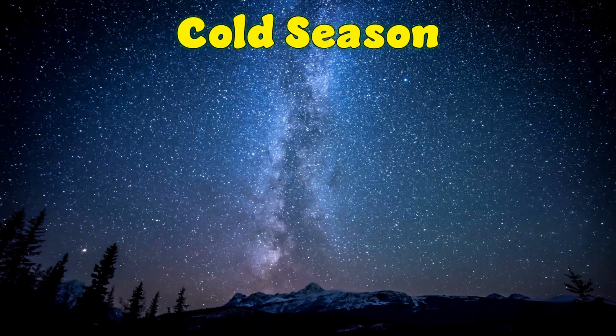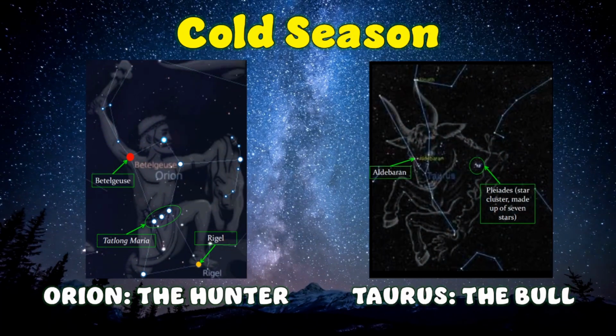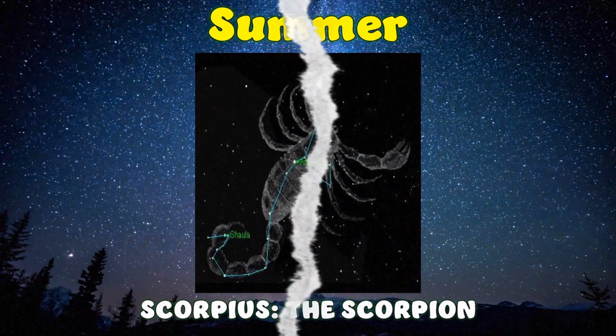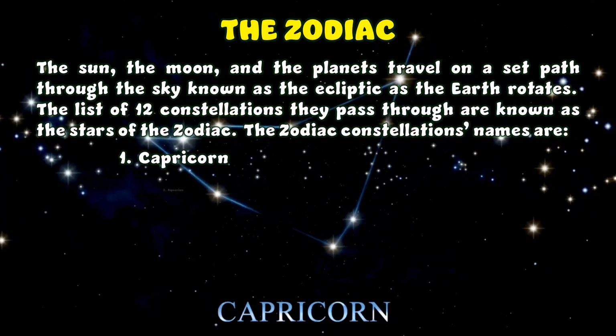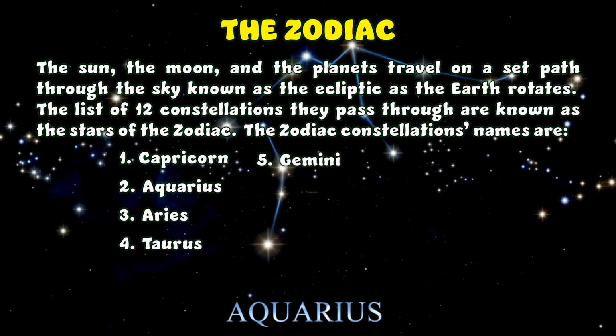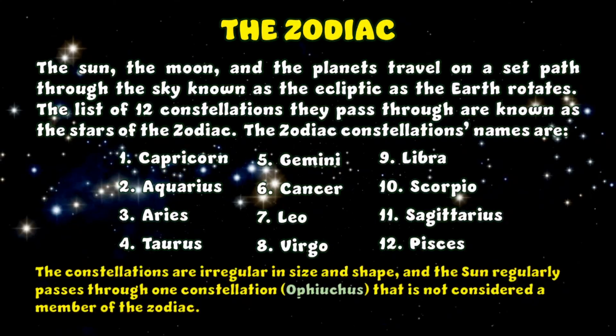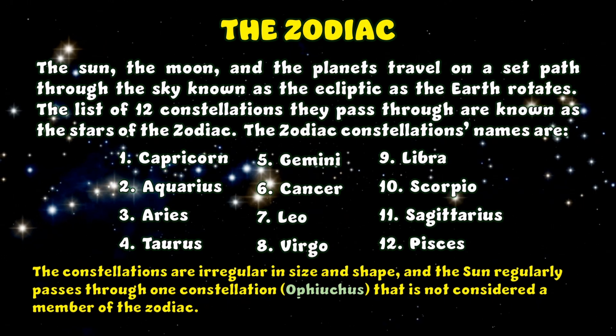That's why we can only see Orion the Hunter and Taurus the Bull during cold season, and Scorpius the Scorpion during summer. The 12 famous zodiac signs are also part of the constellations. These are Capricorn, Aquarius, Aries, Taurus, Gemini, Cancer, Leo, Virgo, Libra, Scorpio, Sagittarius, and Pisces.